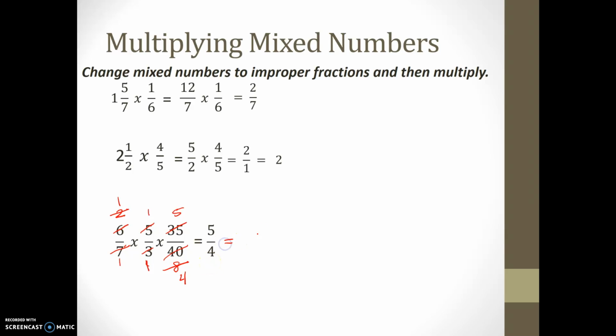And we're going to want to go ahead and simplify that. So 5 fourths is going to simplify into 4 fourths plus 1 fourth, which is going to be 1 and 1 fourth.